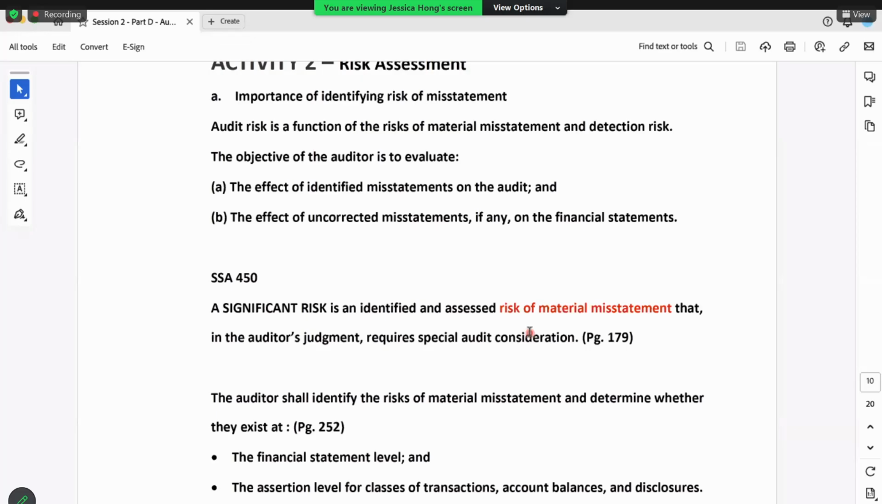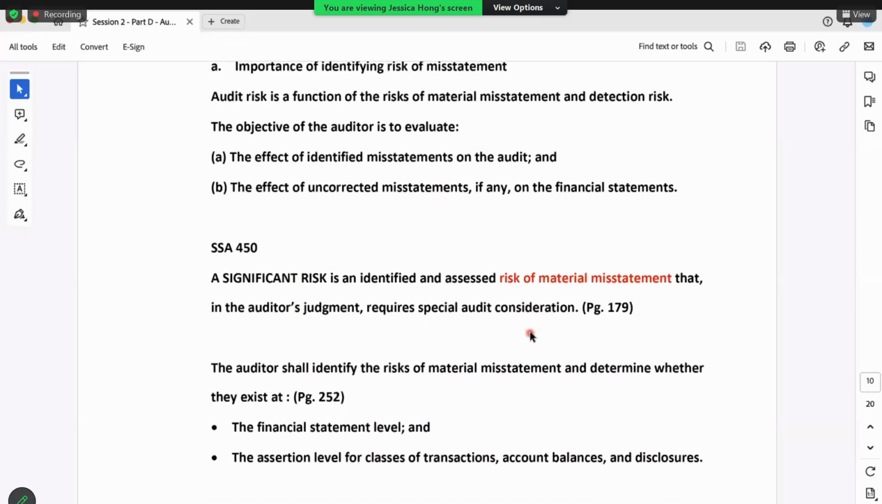For us in audit, our audit risk is directly related to the risk of material misstatement. Okay. It will be great if we are able to identify it, but there could also be a chance that we didn't manage to identify it. So as much as possible, we try to use the best possible way to identify it.